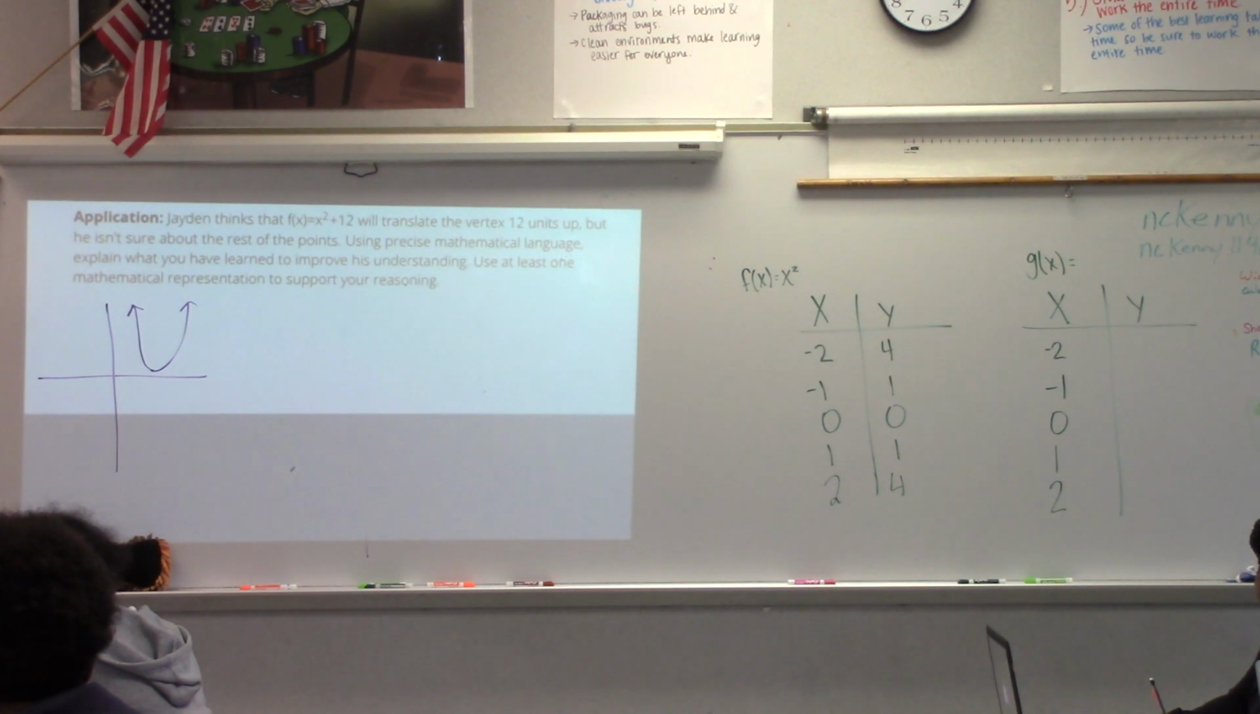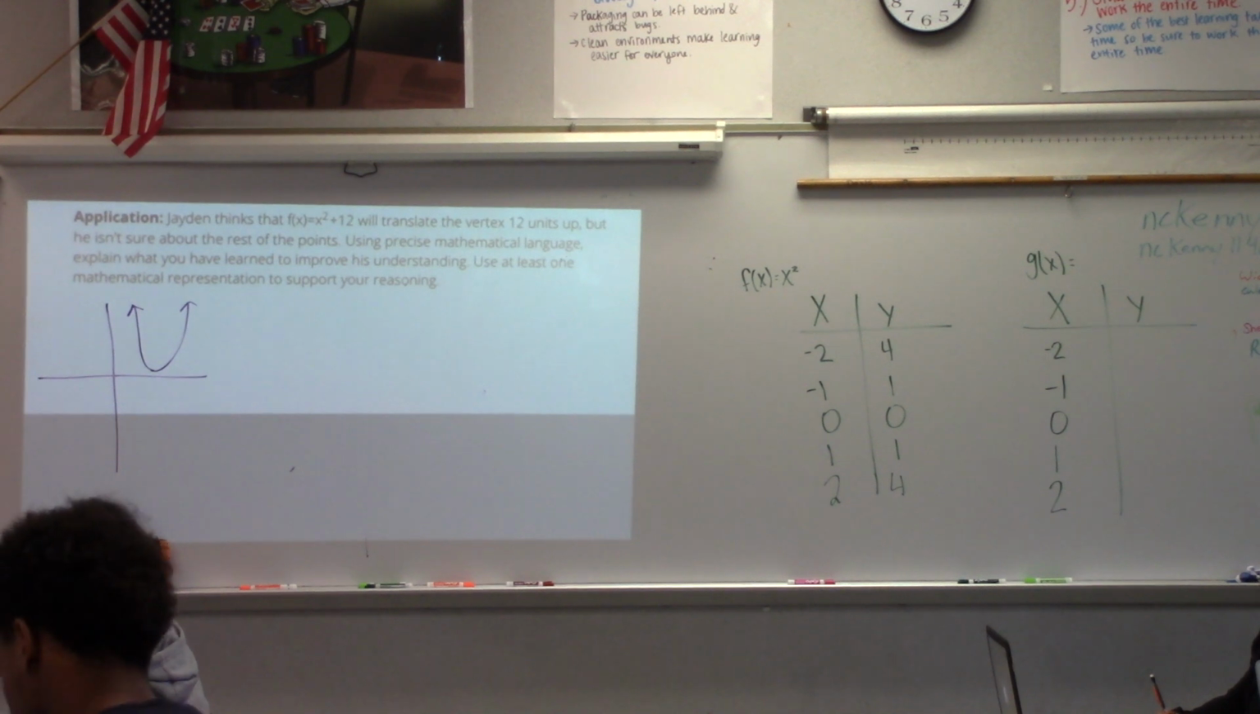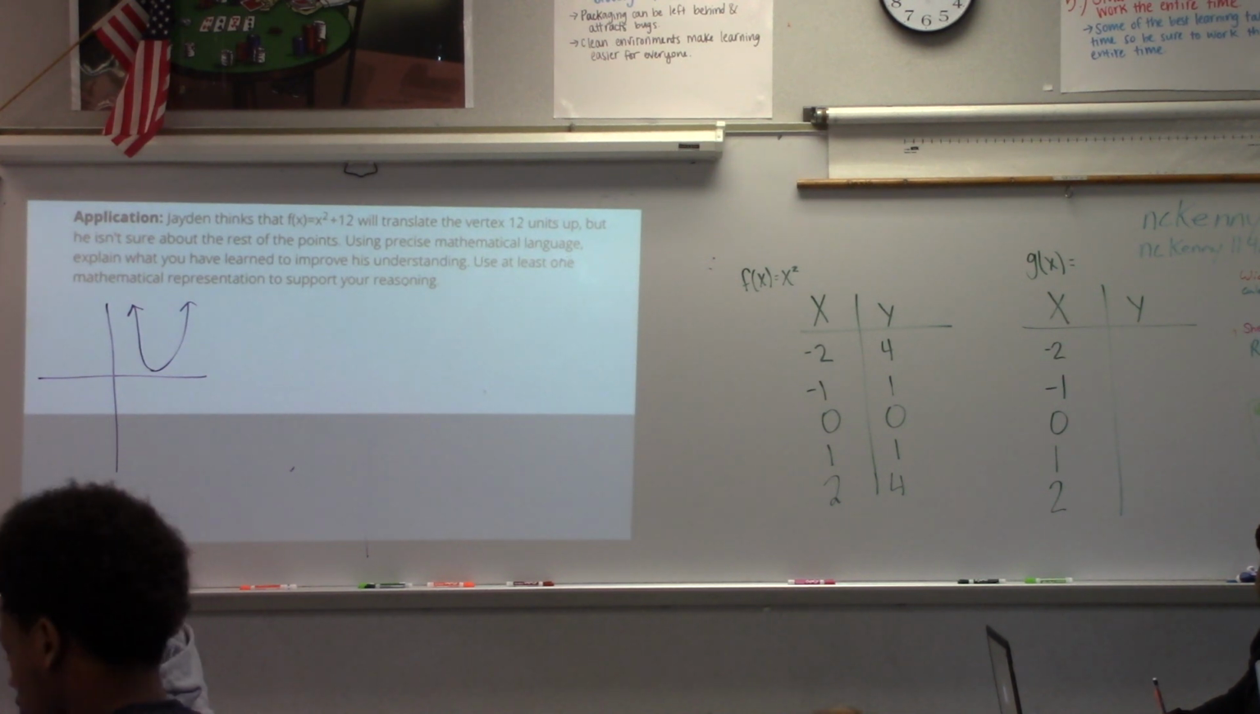For this, I'm going to skip past it, but if you want to go back to this later, or if you haven't already talked about it with your groups, what's another representation you could use here to support that reasoning? Table. What else? Graph. Right, graph.